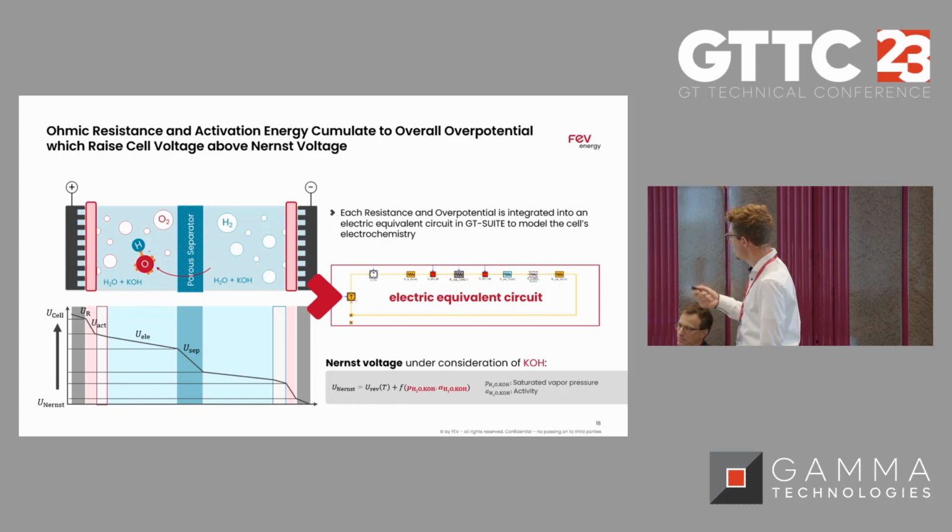And based on the Nernst voltage, which is our base level here, it's also important to mention that we don't just have water, but a solution of KOH and water. So we need to take the properties of KOH into account, and we also created a new species in GT to represent our KOH solution.